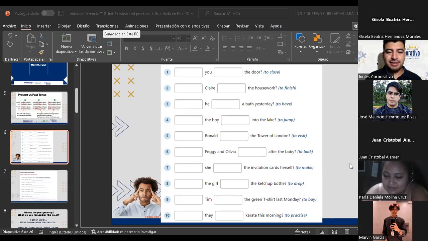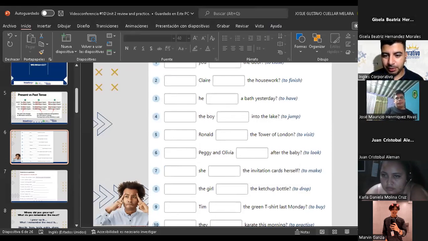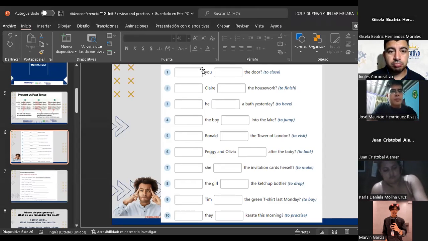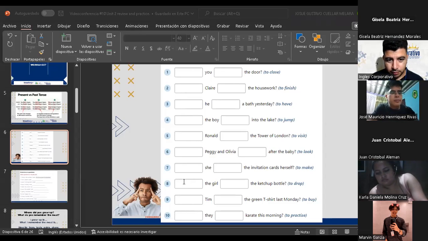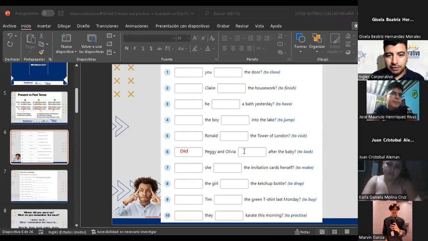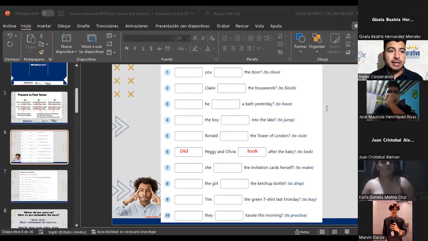Okay. Here we have this. Select one, Gisela, ya que andas con todos los poderes. From one, I'm going to do. Voy a hacer una para que vean. Por ejemplo, six. Did Peggy and Olivia look after the baby? Look after, it means take care. Significa cuidar. Es un phrasal verb. Okay, Gisela, and then José, Mauricio.